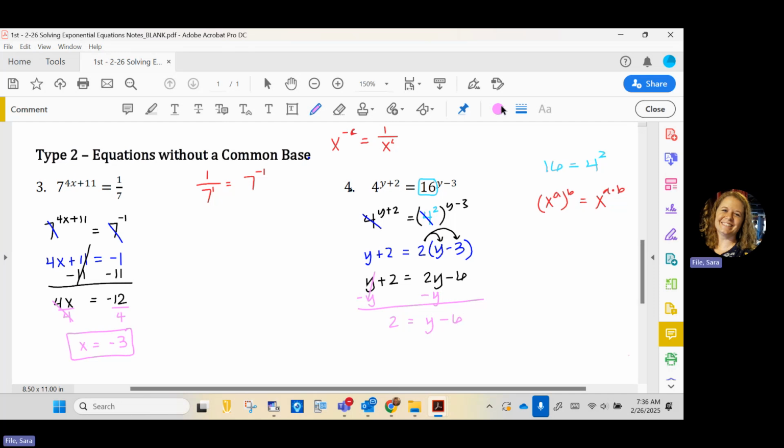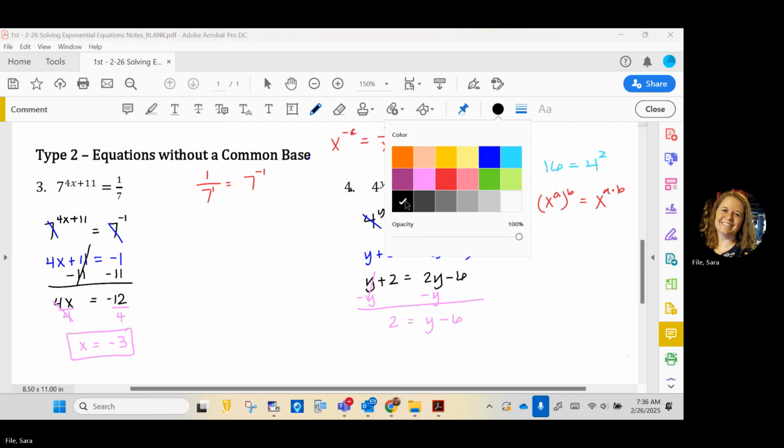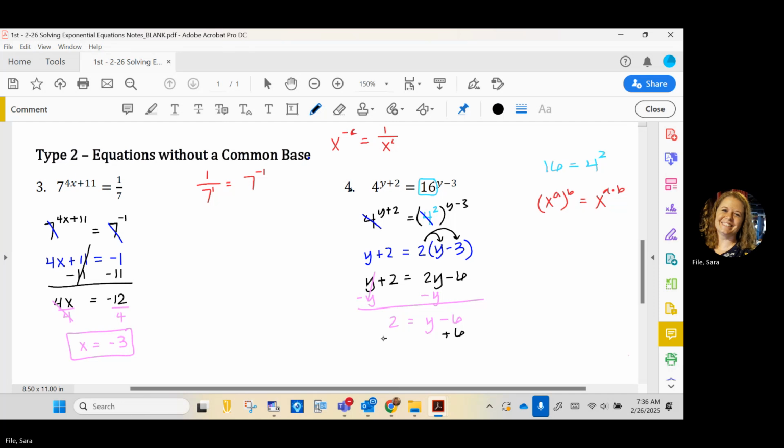So I'm going to move the constants to the left. And I get y is 8. Now I can come back to the original and ask myself, does this work? So 8 plus 2 is 10. So 4 to the 10th. And we could calculate what that is.